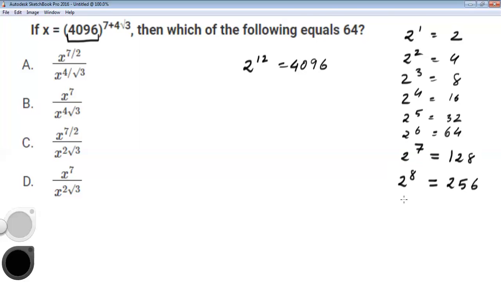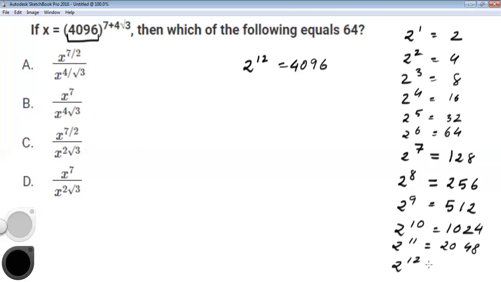So 2 power 8 is 256. 2 power 9 is very easy to guess, 512. And 2 power 10 is 1024. Okay. And 2 power 11 is 2048. And 2 power 12 is 4096. So easy peasy, right?